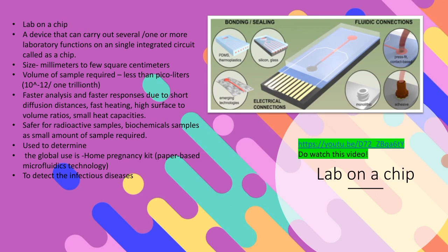So it is very safe, as I mentioned, for harmful test chemicals. Here is the point: it is safer for radioactive samples, which can cause harm to humans through radioactive waves, but we can use these samples with the lab on a chip method. So it is safer for radioactive samples, biochemical samples, and different types of other chemicals or biomolecule samples, as a very small amount, less than picoliters, of the sample is required.